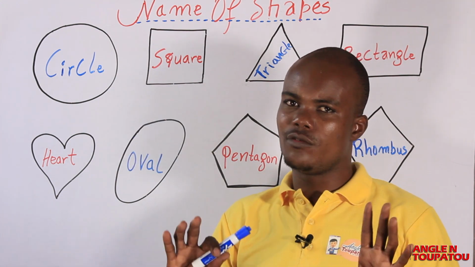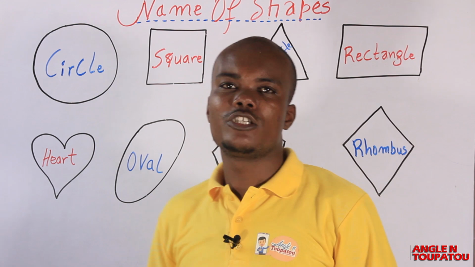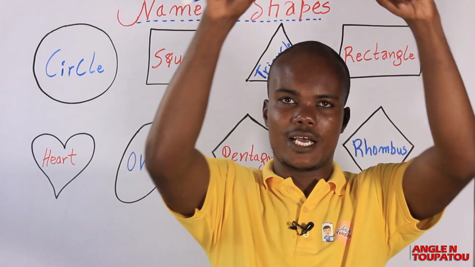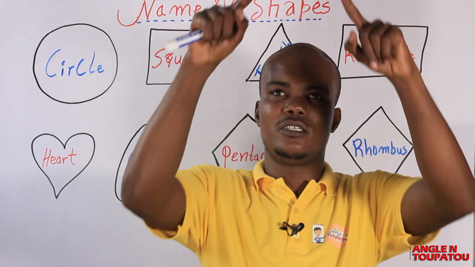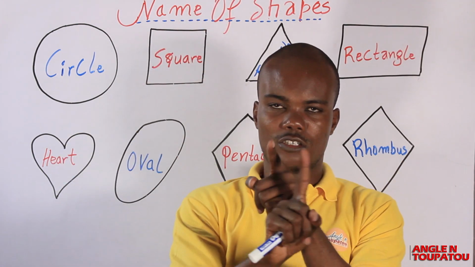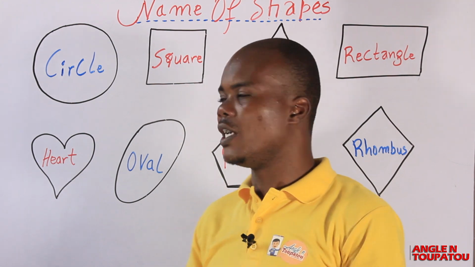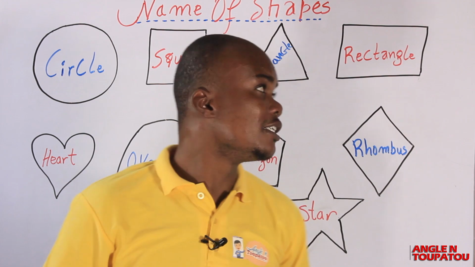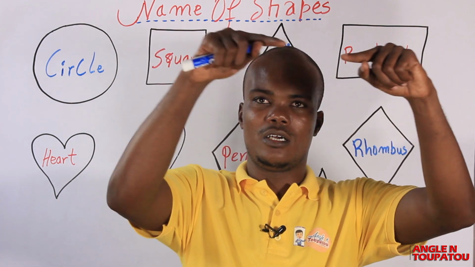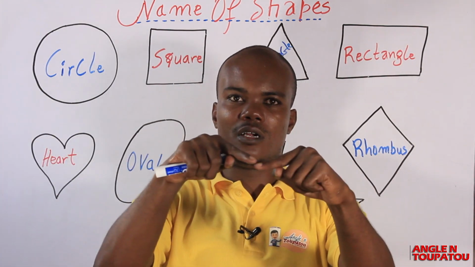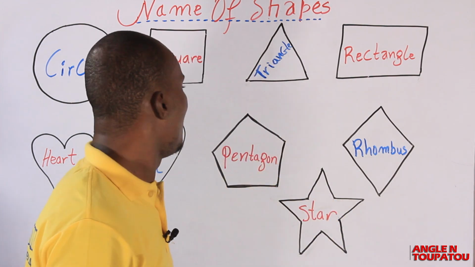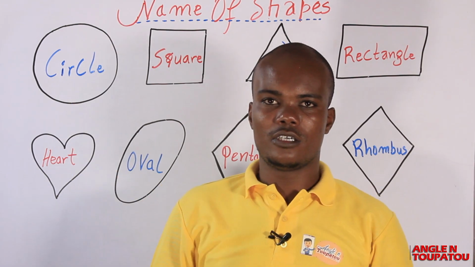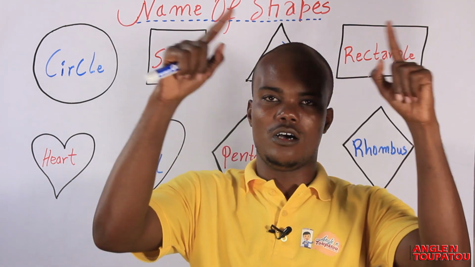Four sides, quatre côtés. A triangle. This is a triangle. Good. A rectangle. This is a rectangle. And after the rectangle, I have a heart. A heart.